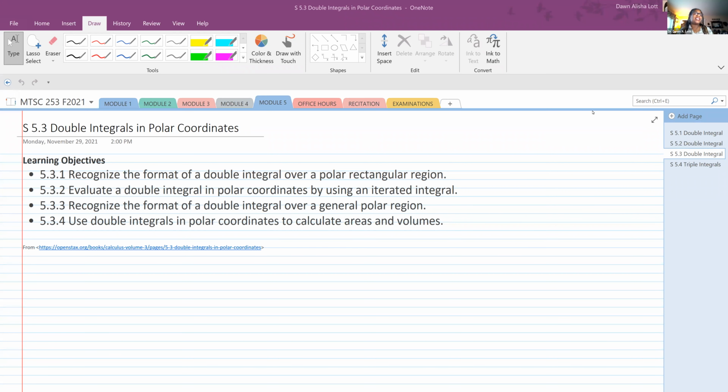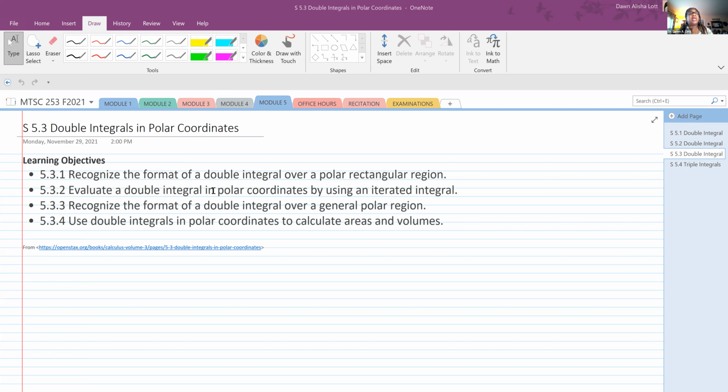Okay, so this section is double integrals and polar coordinates. So we looked at double integrals in rectangular regions, then we looked at double integrals over general regions, and then we looked at area and volume. And so now we want to look at the same integrals in polar coordinates because sometimes it is easier to do the problem in polar coordinates.